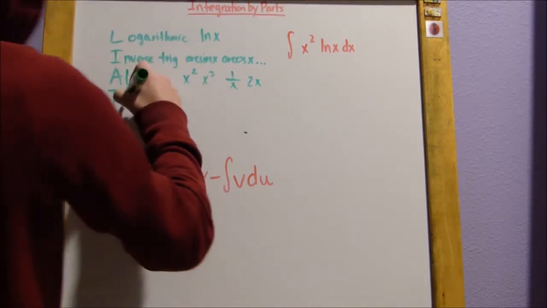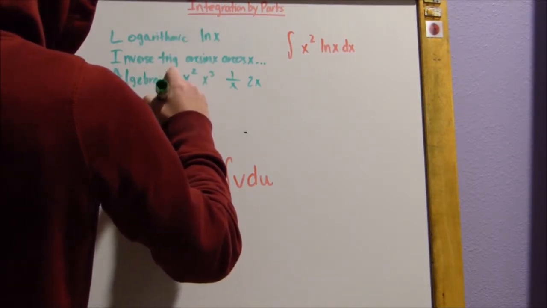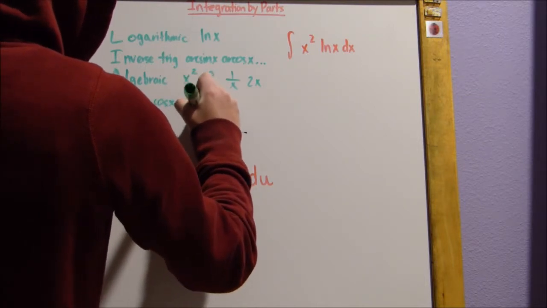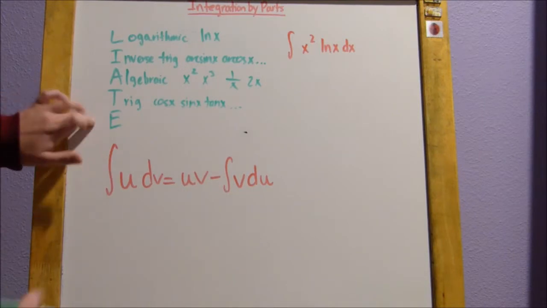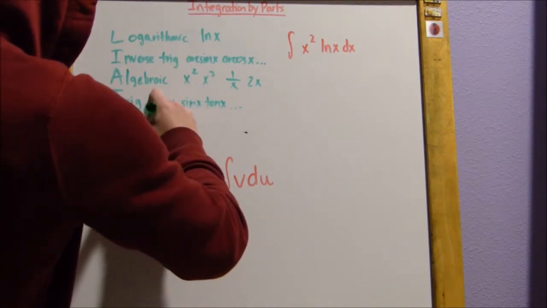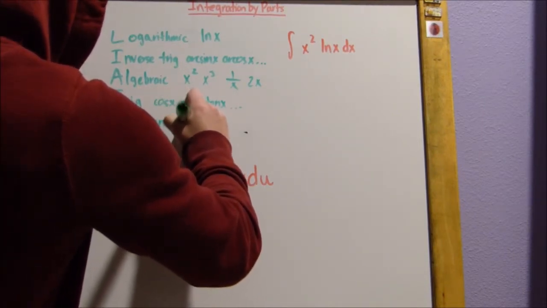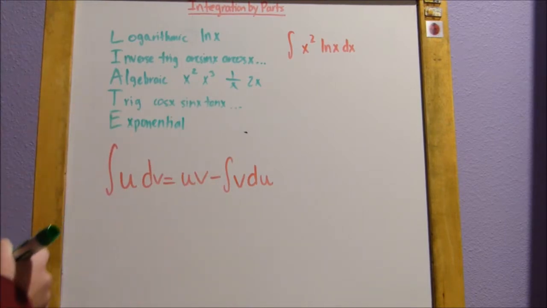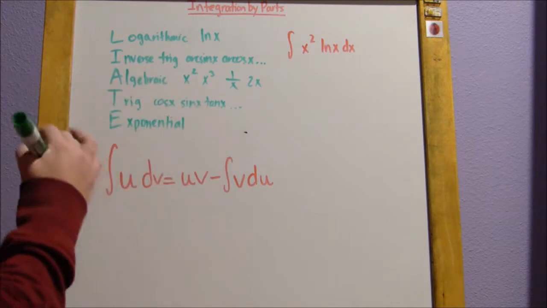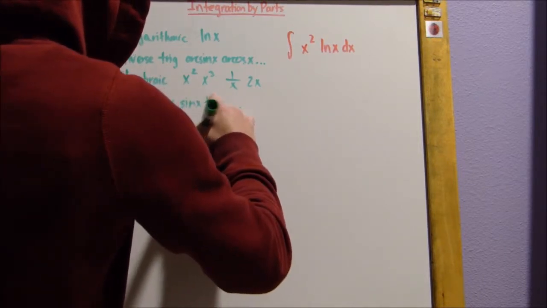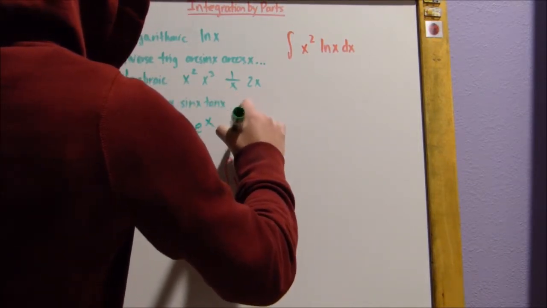Our next one is trig. So cosine of x, sine of x, tan of x, and then the other three. Our last one is exponential. So that's where our x is in the exponent. Exponential. Makes sense. The x is in the exponential. That's how I like to remember it. So it would be like e to the x, 2 to the x, etc.